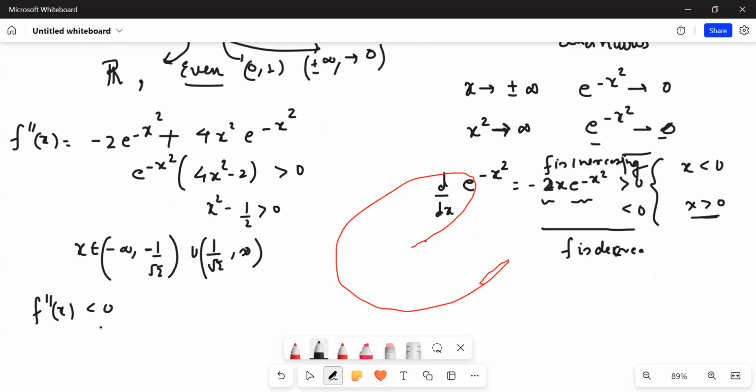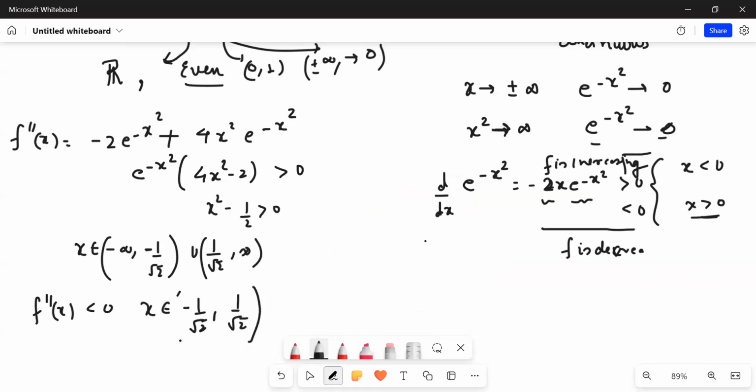If f double dash x is less than 0, then it implies your x should lie between minus 1 upon root 2 comma 1 upon root 2. Is that clear? Because e to the power minus x square is always positive. So if this entire thing has to be positive, then this should be positive. If this entire thing should be negative, then this should be negative. Is that clear?